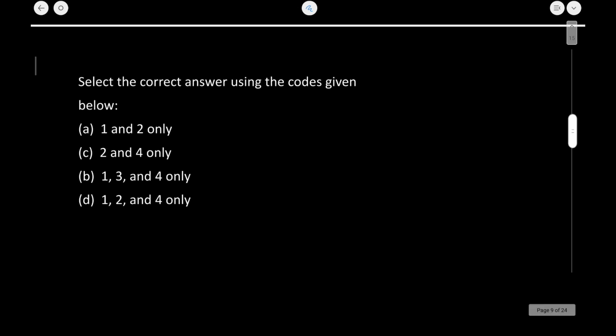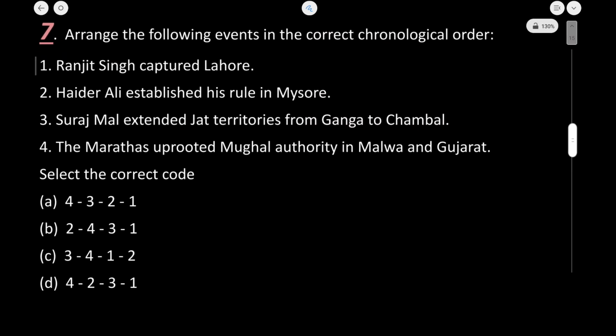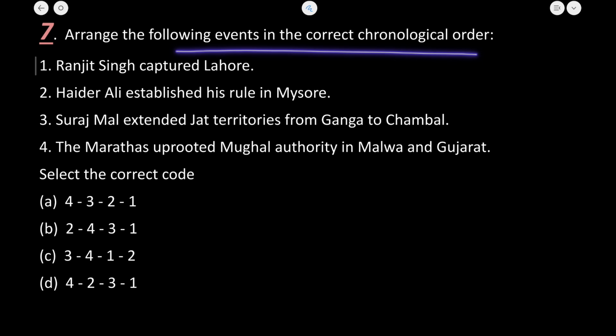So 1, 2 and 4 statements here are correct. So D is the right answer to this question. Let us now see the next question, that is question number 7. Now arrange the following events in the correct chronological order.